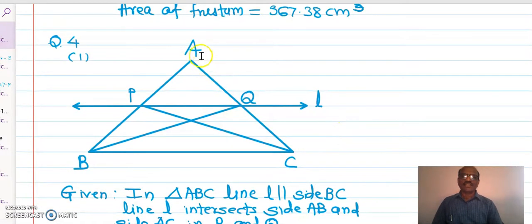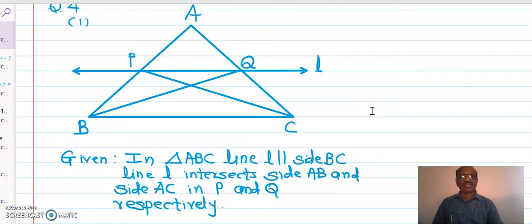Now in this triangle, that is triangle ABC, the line L is parallel to the base BC, and this line L intersects AB at the point P, and line L intersects AC at the point Q. Now what's happening here?